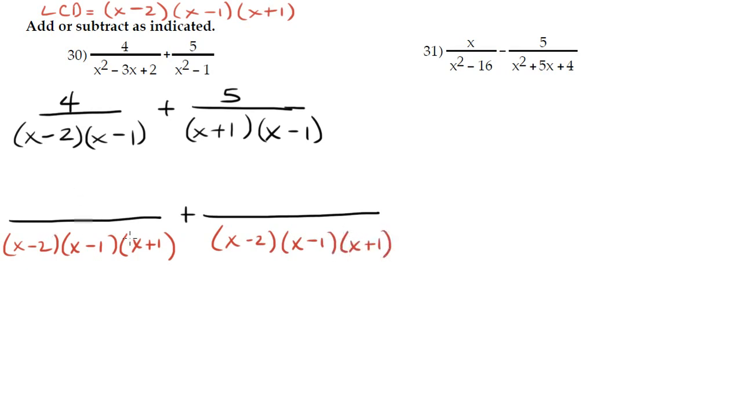And you can see there's a factor missing from here to here. I'm actually missing what? That x plus 1 factor. Here I'm missing x plus 1. So I'll need to multiply that numerator by x plus 1. Here I'm missing x minus 2. So I'll need to multiply by x minus 2. So 4 times x plus 1. Here 5 times x minus 2.